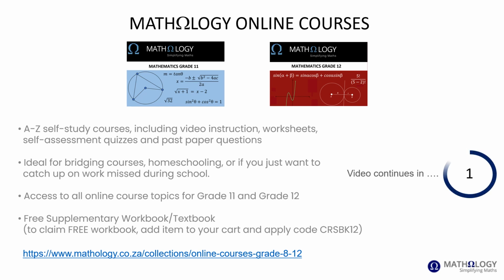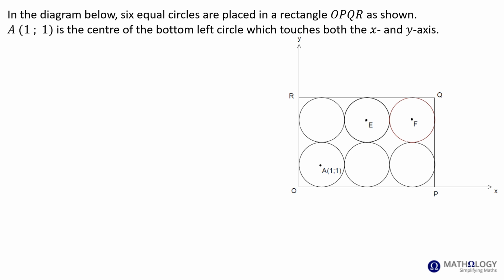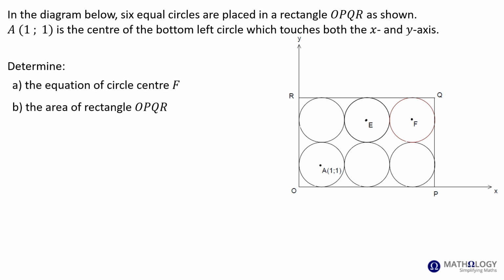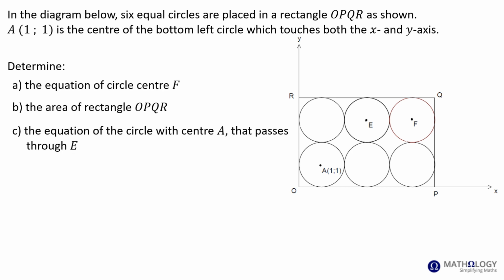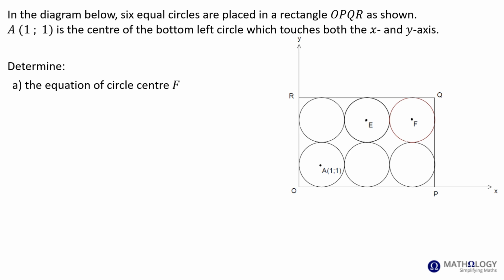In the diagram below, 6 equal circles are placed in a rectangle OPQR, such that adjacent circles touch externally. A (1, 1) is the center of the bottom left circle, which touches both the x and y axis. We are required to determine the equation of circle center F, the area of the rectangle, and the equation of the circle with center A, that passes through point E.